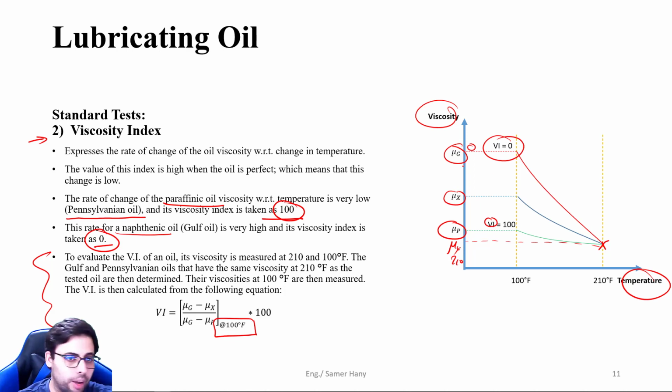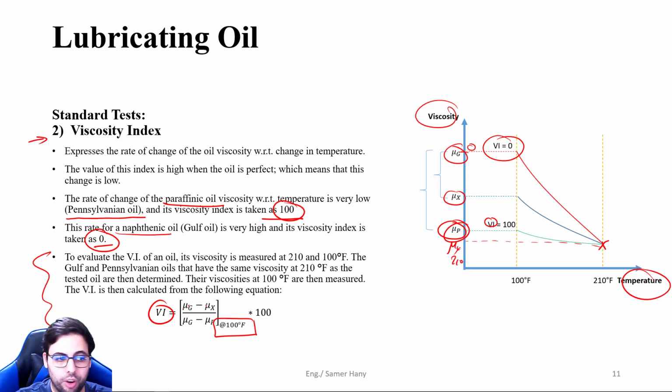So to know that, how do we calculate it? Just taking the difference from this G point, or Gulf point, which is our starting point, or 0 point. So how far the X oil is from the Gulf oil, over how far the Pennsylvanian oil is from our Gulf oil. So this is the representation of this mathematical formula or expression for this viscosity index.